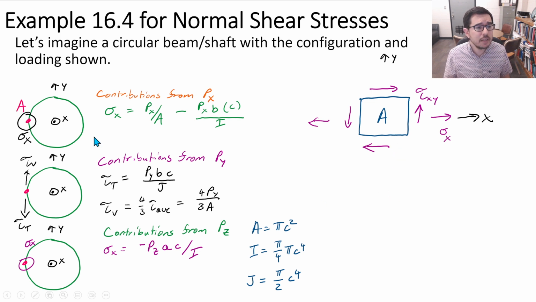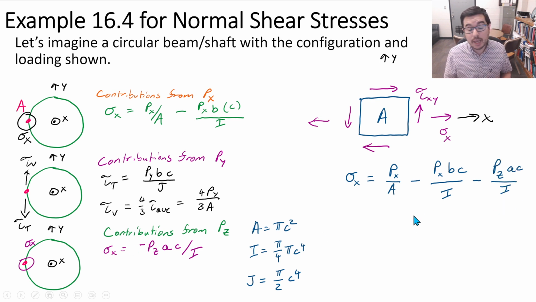So sigma x, we've already written out one expression for sigma x, right? Px over A minus Px bc over I. And we also know that we have a contribution from pz. So we can go ahead and throw that into the mix. And unless I plug in values, I don't know if it's going to be positive or negative. But if it's negative and I decide I want to draw the element, I could draw the arrows going inward and then use a positive magnitude.